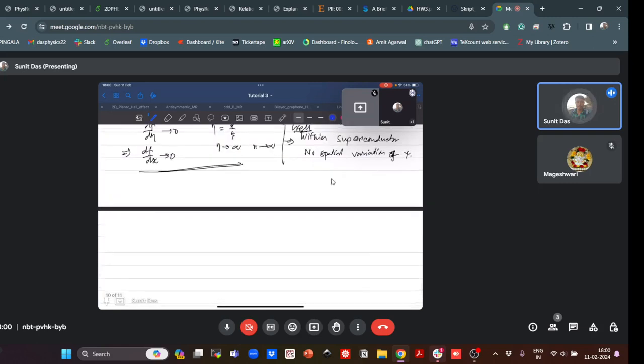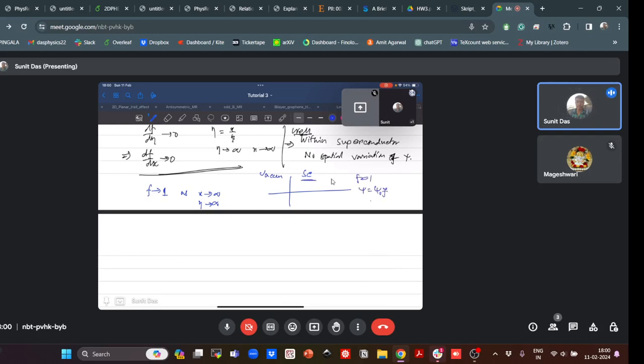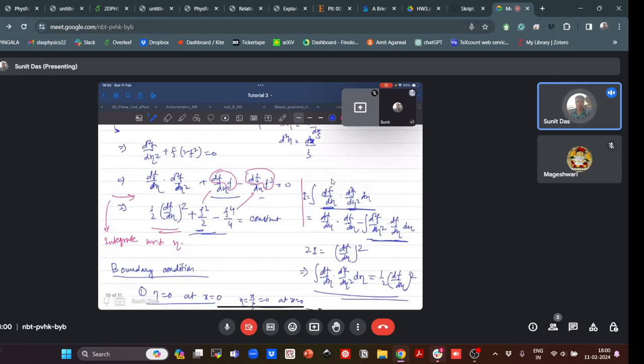So this condition also implies that f tends to 1 as eta tends to infinity, because that's what we discussed: this is the superconductor, this is the vacuum. When f equals 1, that means psi equal to psi 0, f is completely psi 0. Psi 0 is independent of x, so this is a constant well within the superconducting region. So this is another condition that we can use to find the constant of this equation.